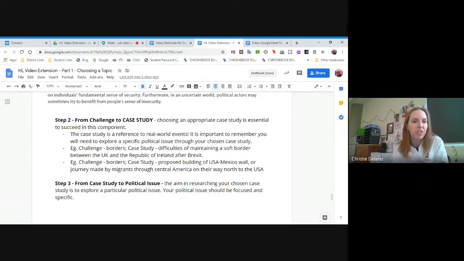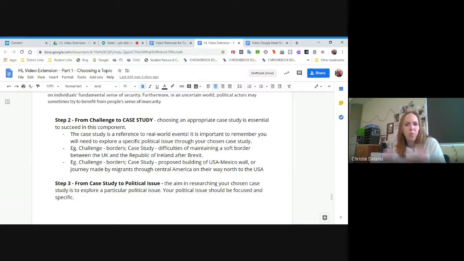So for example, the global challenge would be borders. The case study: discussing the difficulties of maintaining a soft border between the UK and the Republic of Ireland after Brexit. So that would be one example. Another example, again with the topic of borders: the case study would be the proposed building of the US-Mexico wall, or another one might be journeys made by migrants through Central America on their way north to the United States. So those would be examples of some case studies.